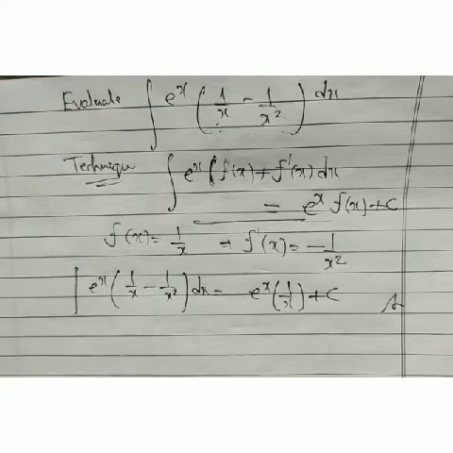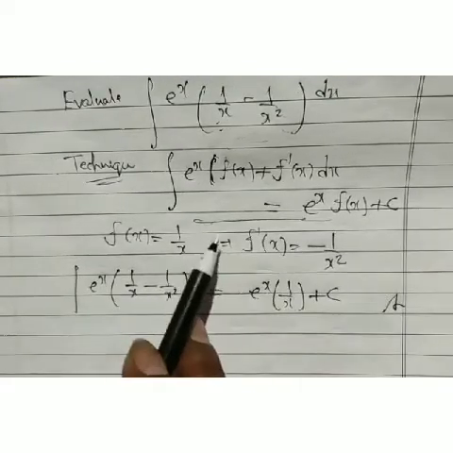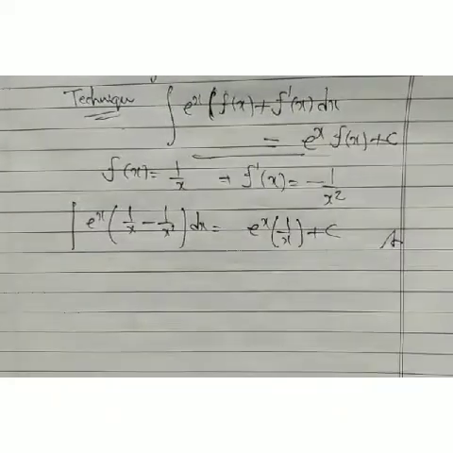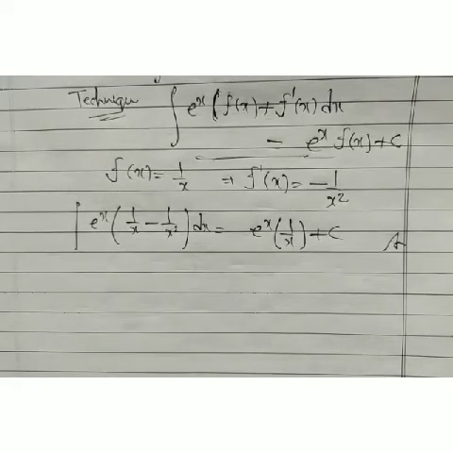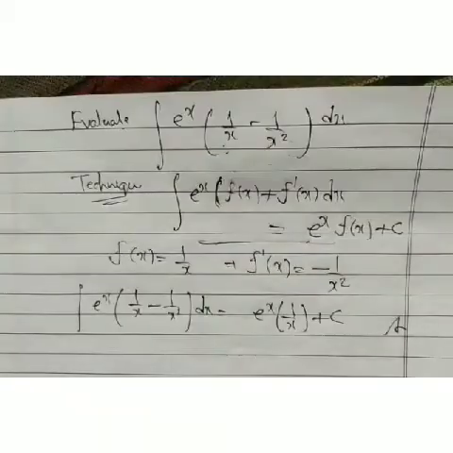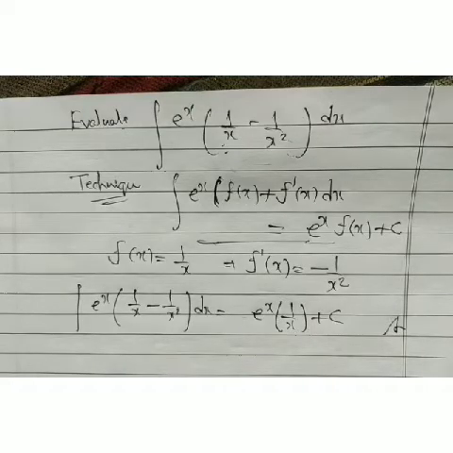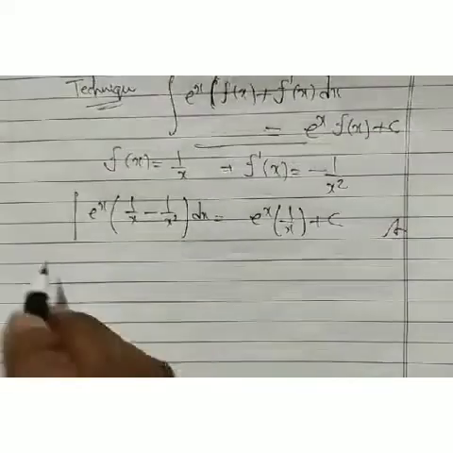When we have to solve these types of exponential problems, we can use this basic concept. We can also apply our integration by parts formula and get these values that way. But whenever you have a problem like e to the power x times (1/x minus 1/x squared), try to solve it using this technique. But if you forget this technique, then you can also apply integration by parts.